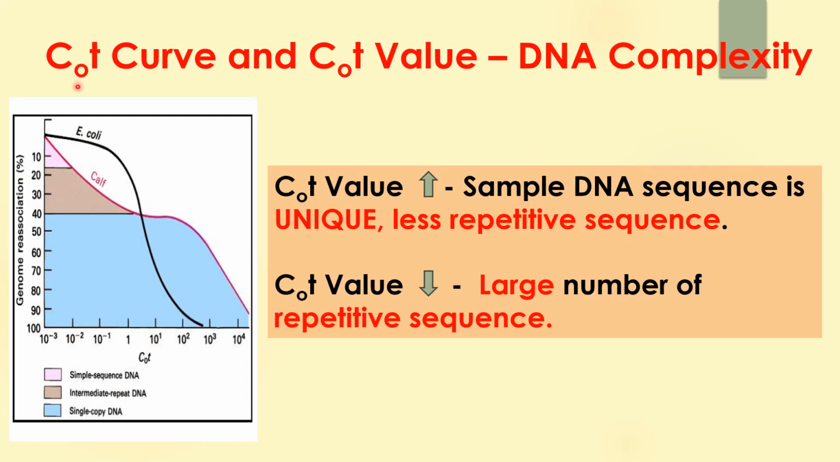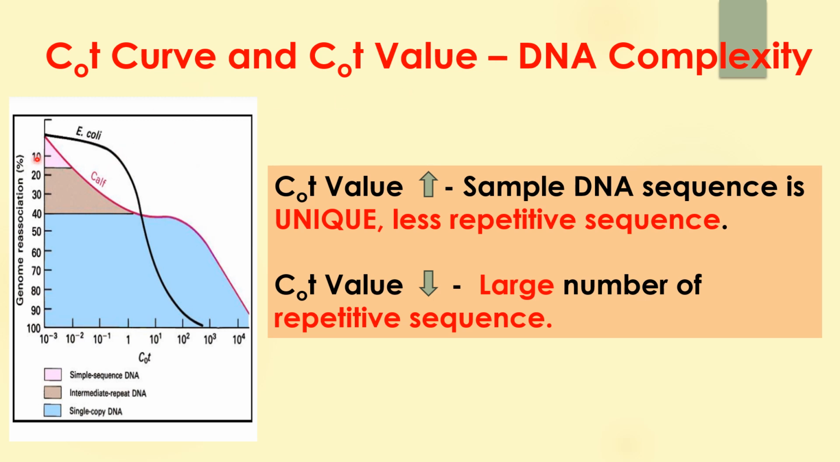The last topic of this session is the COT curve and COT value, which indicates the DNA complexity. It gives us an idea about the complexity of the DNA, and we get to know various information on finding out the COT value and the COT curve.